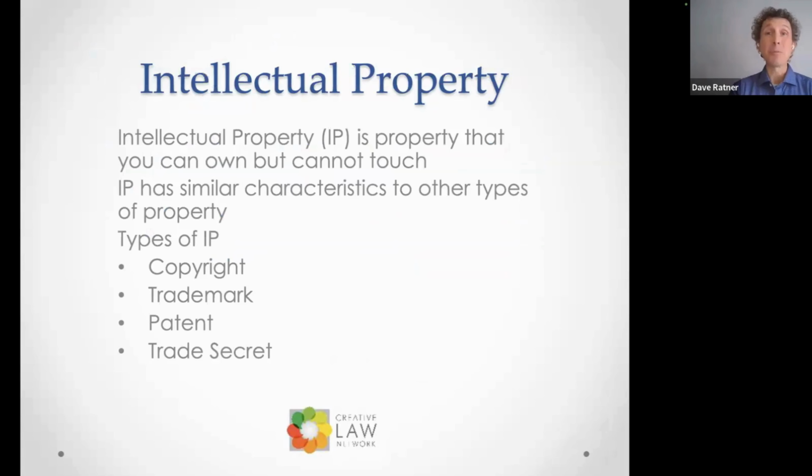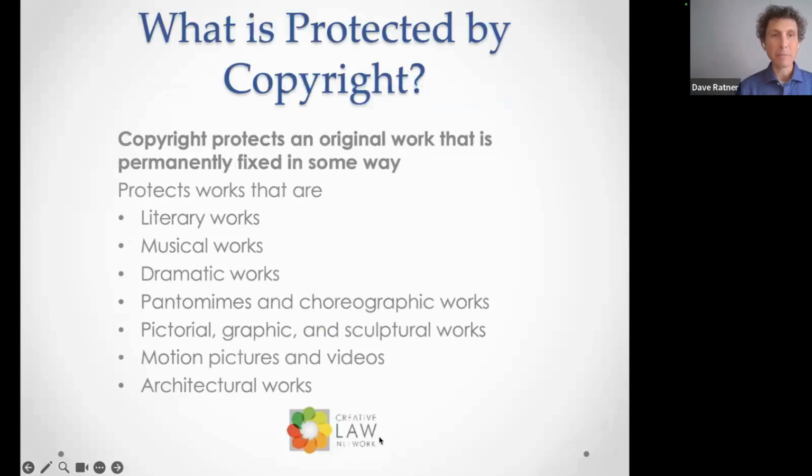Copyright is a type of intellectual property. Intellectual property is property. It is something we can own, something we can buy and sell. It's just not something we can touch. It's intangible property. There are different types of intellectual property: copyright, trademark, patent, and trade secret. A lot of times these different things get confused. But copyright is the type we'll be talking about today. Just so we understand, there's a larger area of intellectual property, and copyright is a subset of it.